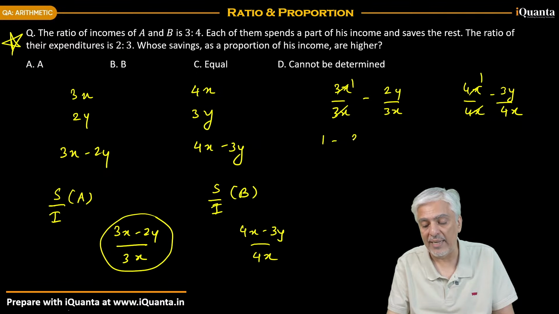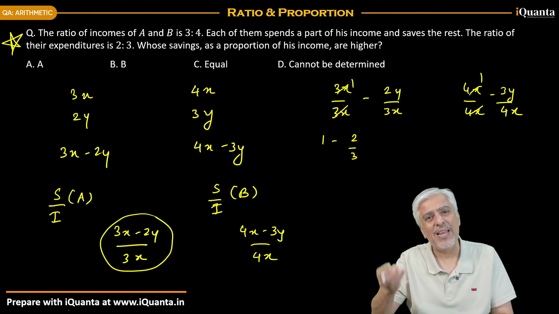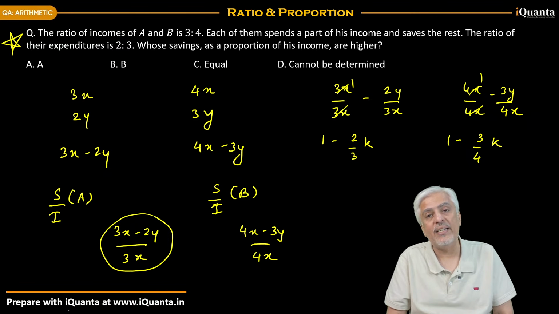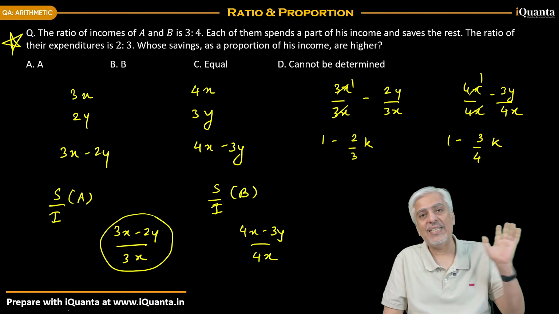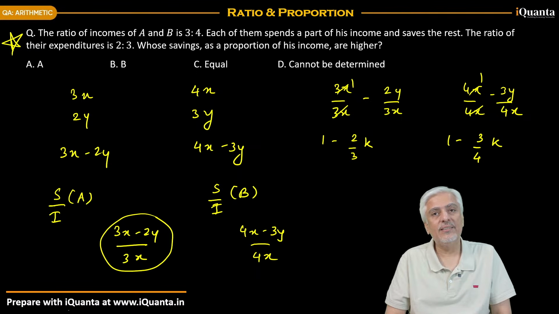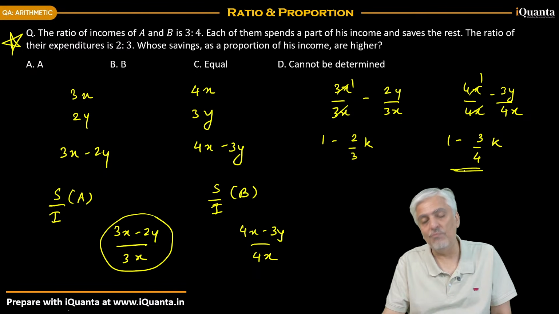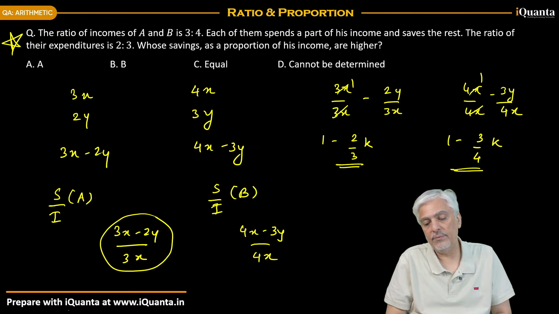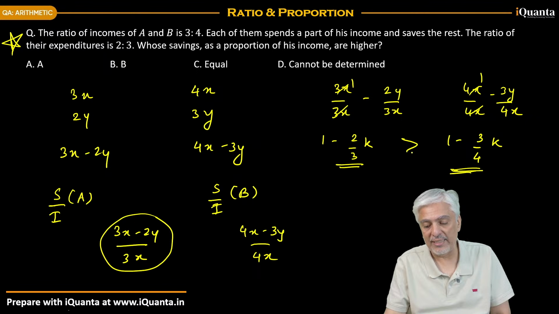So A is 1 minus 2/3 times y by x. y by x is also a number. Let's call it k, suppose. And this one has 1 minus 3/4 k. Just like previously what we did, I didn't give that earlier just for time pass, I gave it for this sum. Here I have taken out more, and here I have taken out less, whatever y by x is. So if I take out more, this will become lesser. So the answer will be this.